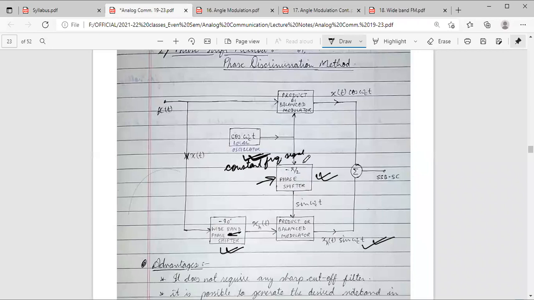Are you able to see the PDF? Yes, sir. Okay.